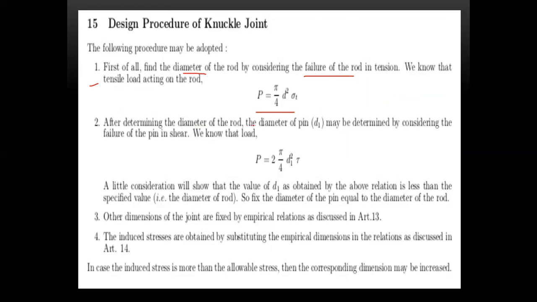Next, determine the diameter of the rod. Then the diameter of the pin may be determined by considering the shear, that is equal to 2 times this. Next, other dimensions of the joint are fixed by empirical relations as discussed. Everything will be in the design data book. The only thing is you have to practice, open your book, see thoroughly where the units are, and where to see the table.